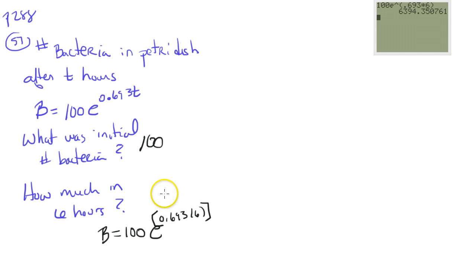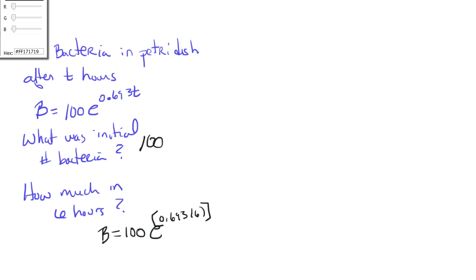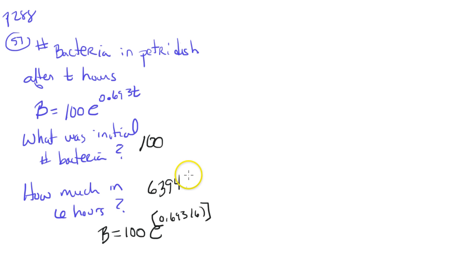And I get 6394. I'm just going to round it to the nearest number of bacteria, however they would say it. So that would be 6394.4 and change. And so that's the two answers.